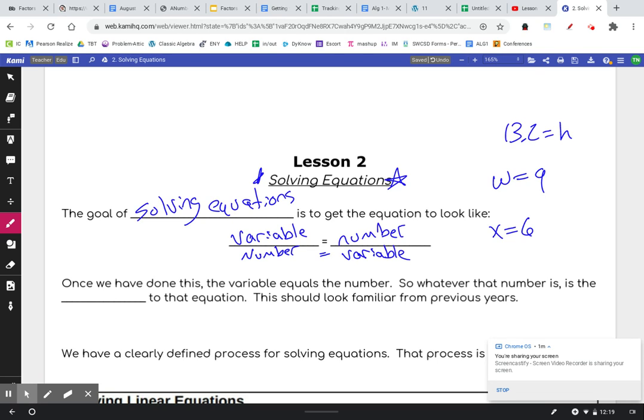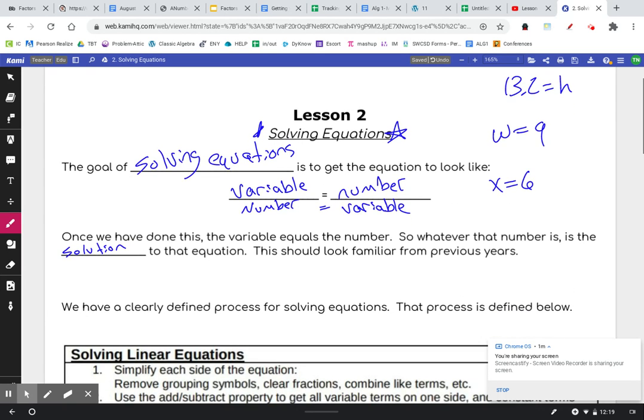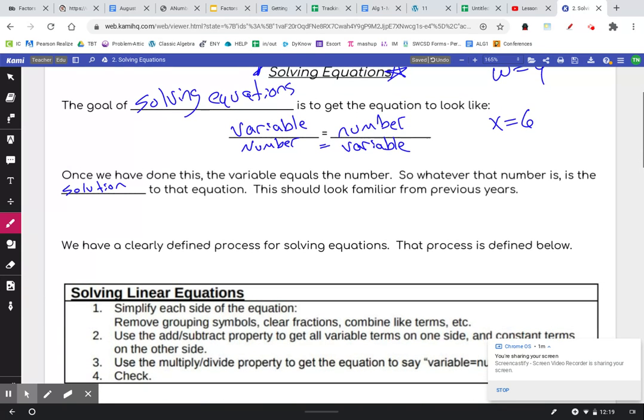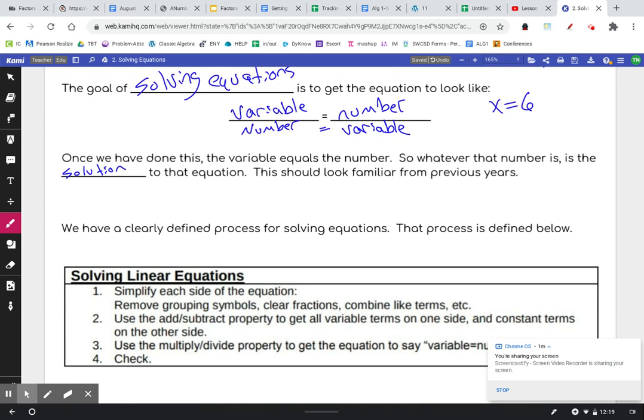Did we find out what the value of that variable was? It says once we have done this, the variable equals the number. So whatever your number is, that is the solution to that equation. This should look familiar from previous years and even our previous lesson, right? We were checking solutions in our previous lesson. Today is going to be more of an emphasis on solving the equation itself to find the solution.